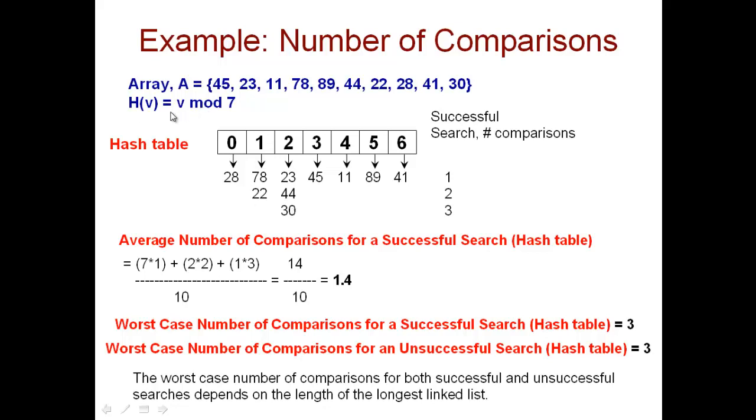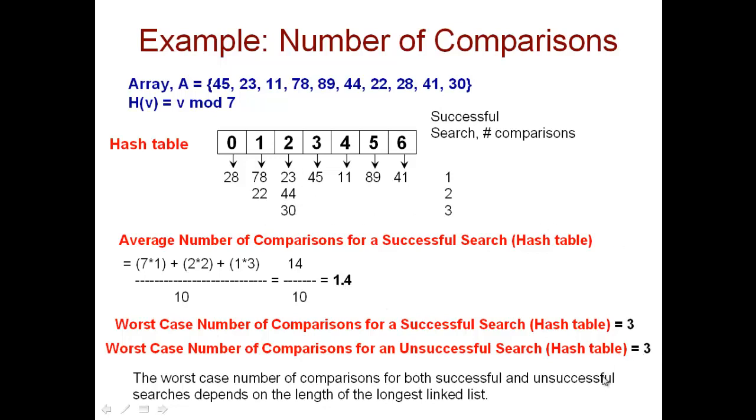If you're searching for 10, you will say 10 mod 7 is 3, index into this linked list here, do just one comparison and say 10 is not there. So for unsuccessful search, it depends again on where you index into, and the number of comparisons you do is the size of the linked list at that index. So at the worst case, you may have to index into an index where the linked list is the longest, like this, if you're searching for 9. So for the worst case, the number of comparisons for an unsuccessful search with a hash table is the length of the longest linked list, which is 3.